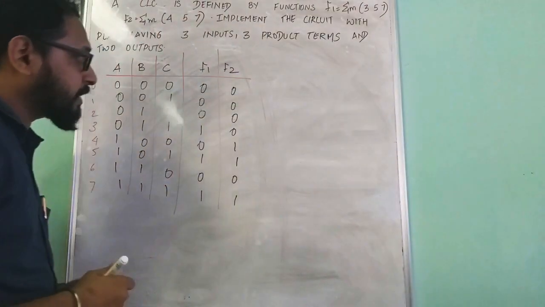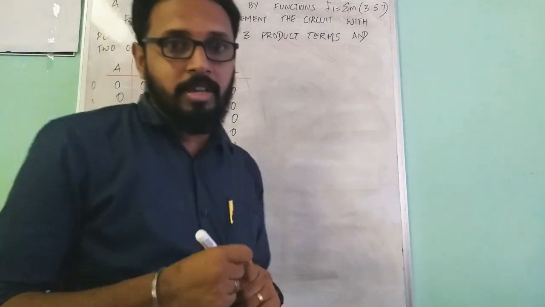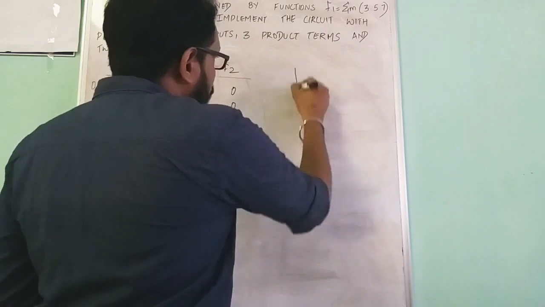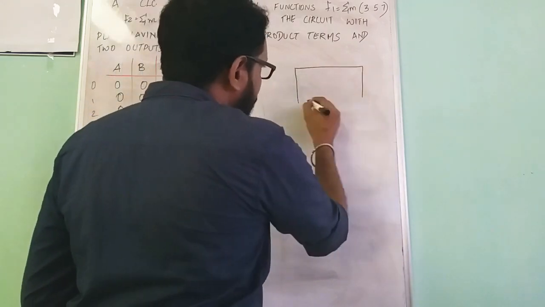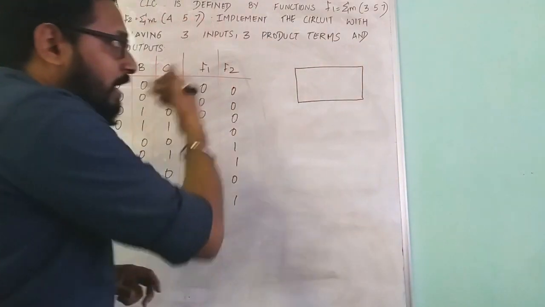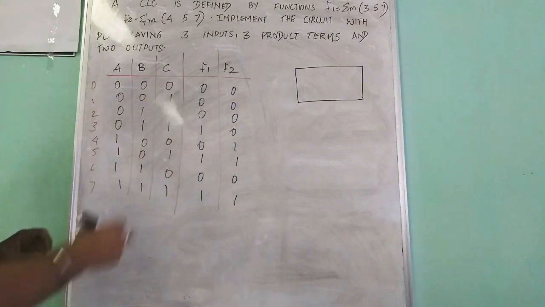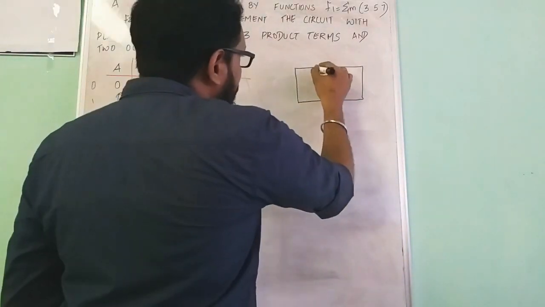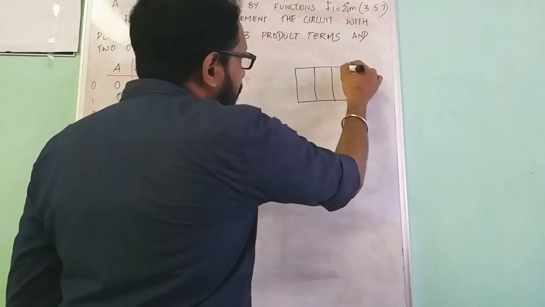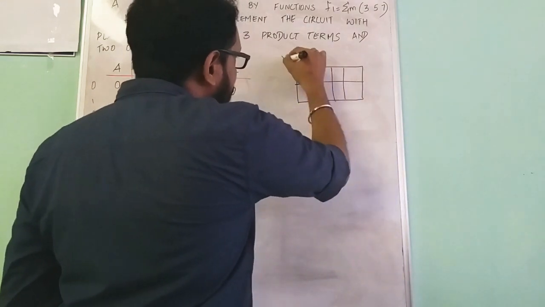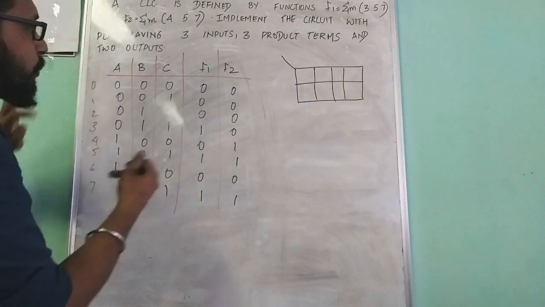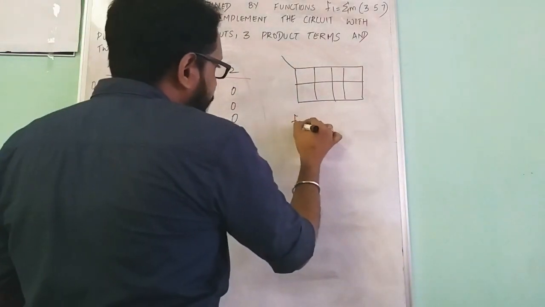So what's our next step? The Karnaugh map, finding a value for F1 and F2. How can we construct the Karnaugh map? We have the values and we plot 1, 1, 1 here, and in the case of F2 also. Based on that, we need to find the value for F1.